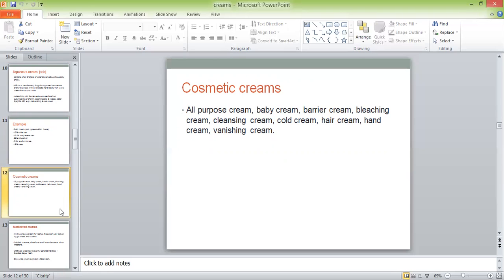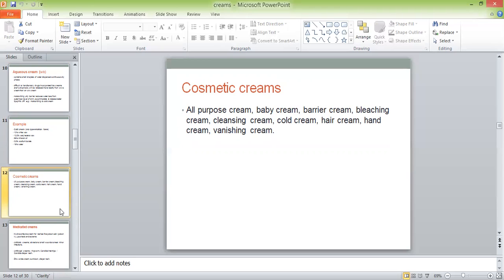Then we have cleansing creams, which are meant to clean the skin from dust particles, pollutants, or environmental effects when one goes out to work. When one reaches home, one has to use the cleansing cream to remove all of the dust and all of the external pollution effects from the skin. Similarly, cleansing cream is also used to clean makeup. And cold cream also belongs to the cosmetic creams.